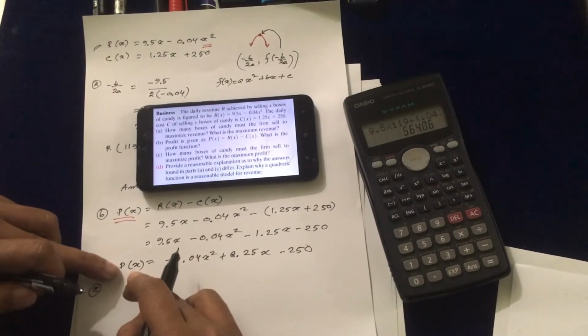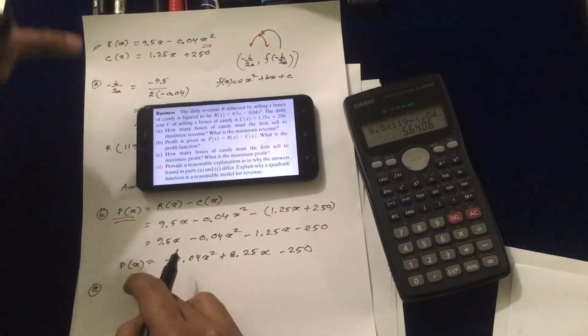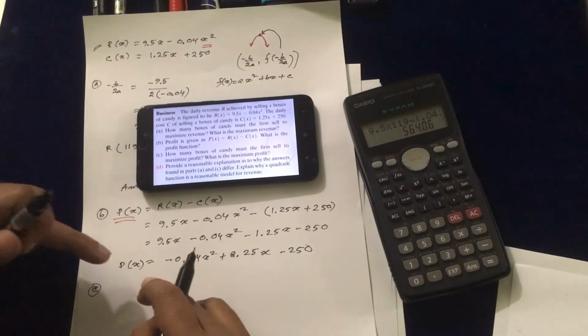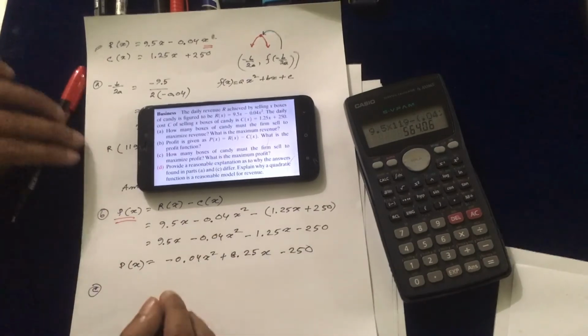The question is P function related, profit function related. The question is not related to revenue. The question is not related to cost. The question is related to profit. That's why we have to solve the question from here.